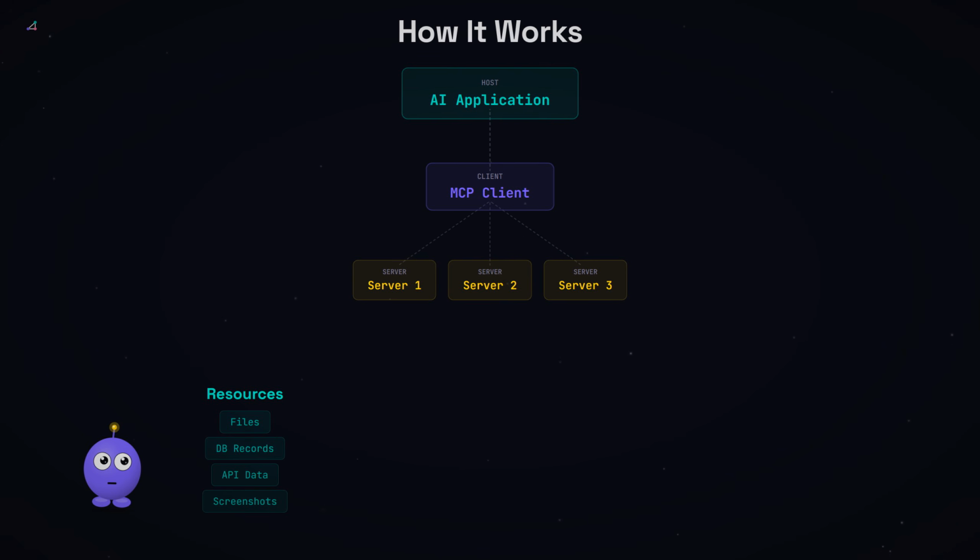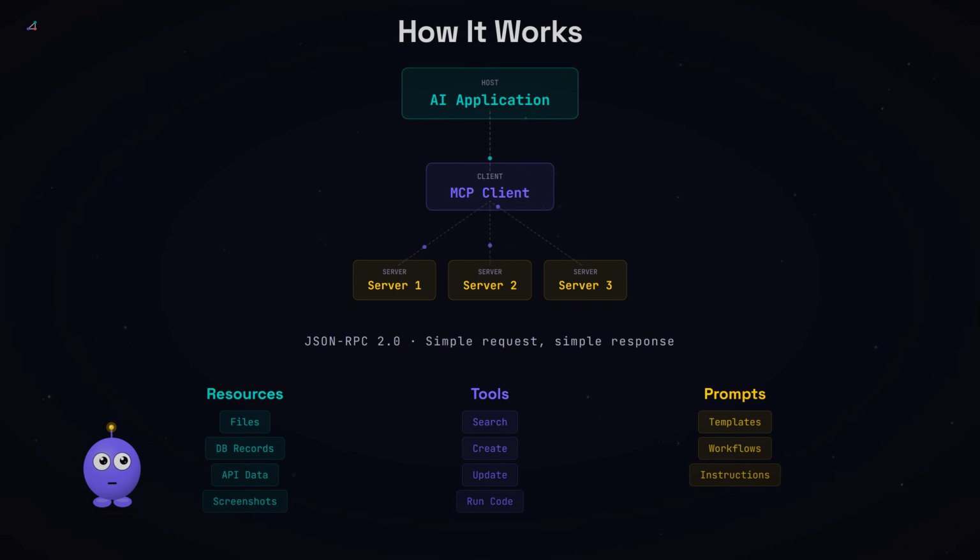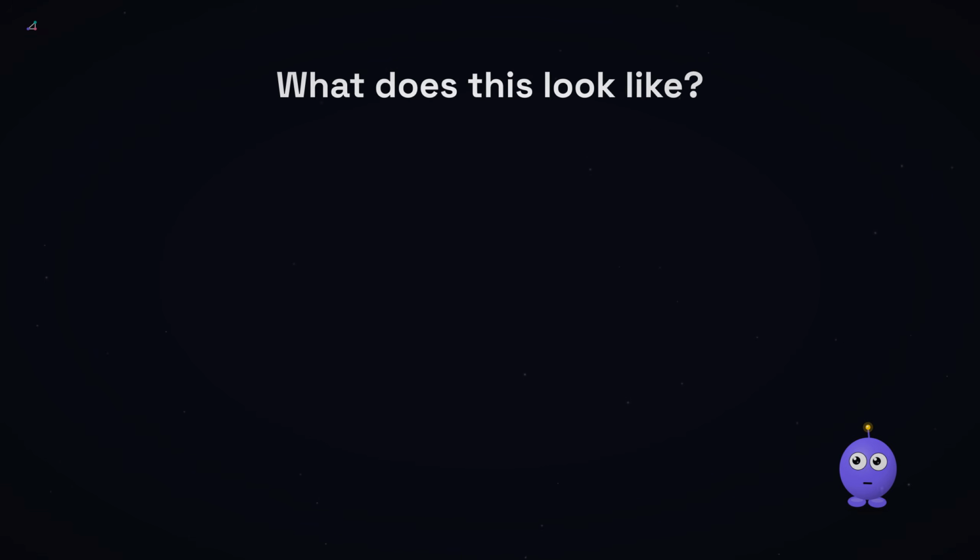Resources. That's your data. Files, database records, API responses, screenshots. Tools. Those are actions. Search, create, update, run code. And prompts. Reusable templates that guide how the model works with the service. All of it travels over JSON-RPC 2.0. Simple request, simple response.